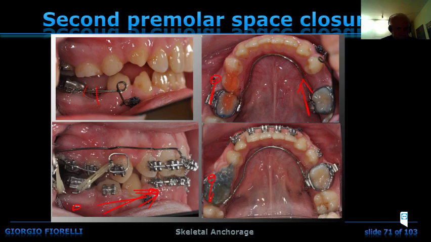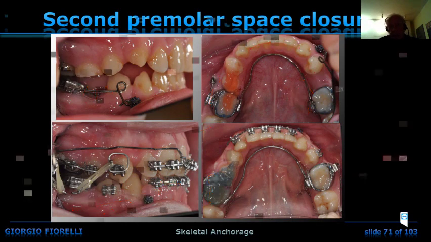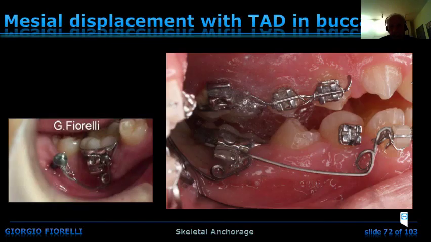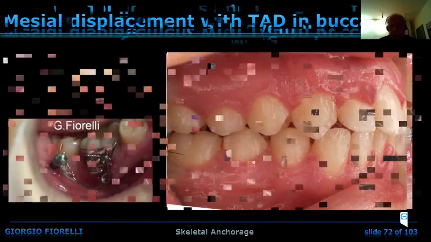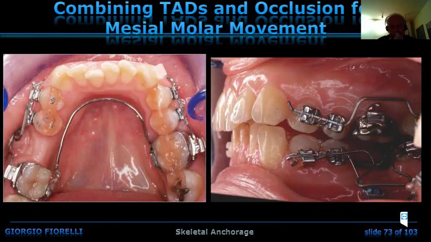But consider how much space was closed here. So all the space was closed, and the good thing is that we are keeping the overjet without having an inclination of the lower, because I never used the lower front teeth as an anchorage. Now this we can skip, although it could be interesting.